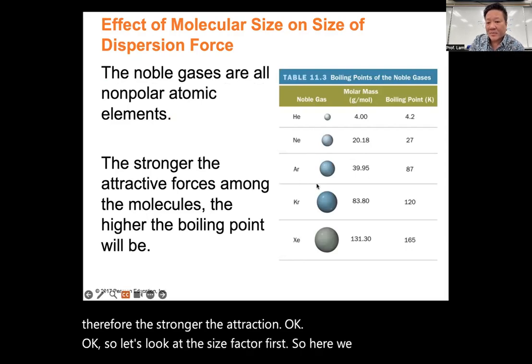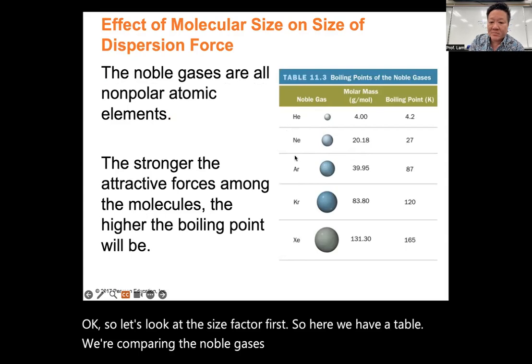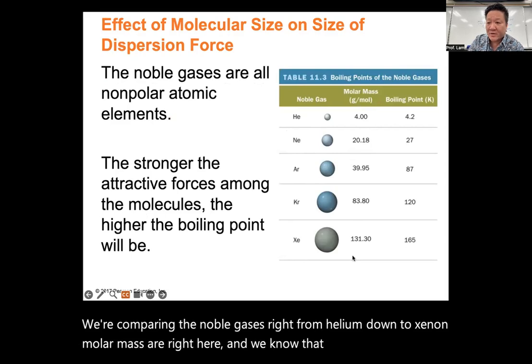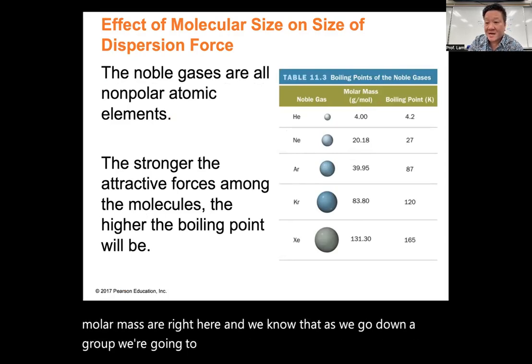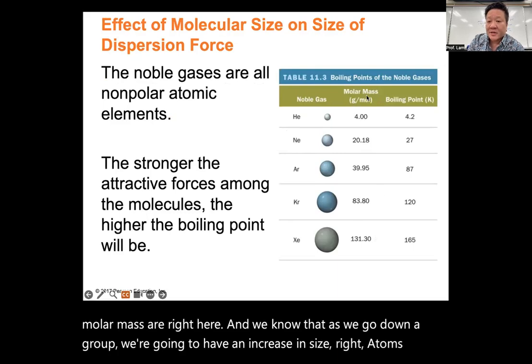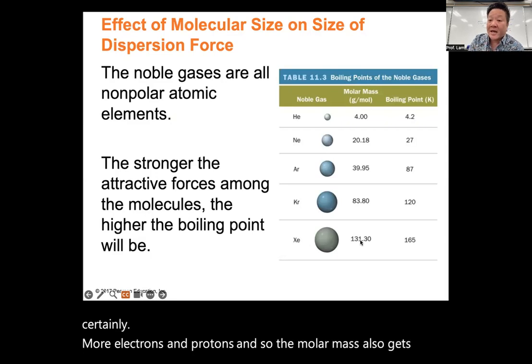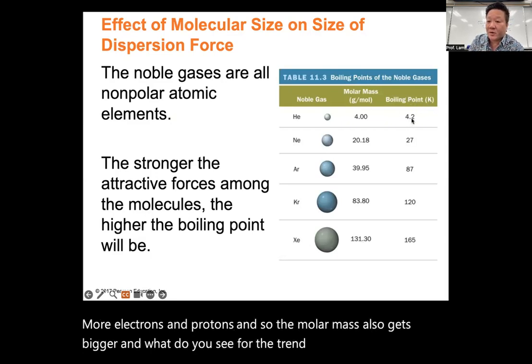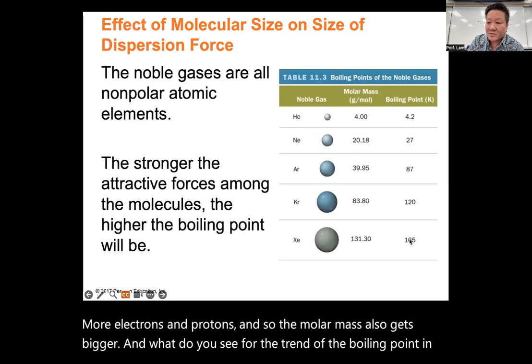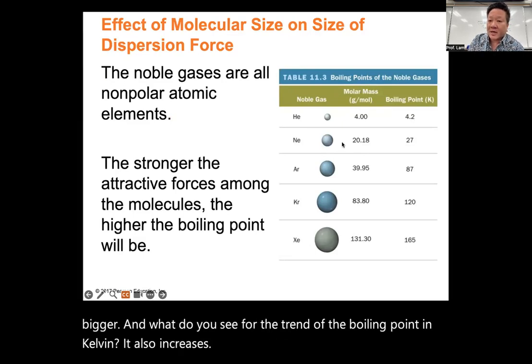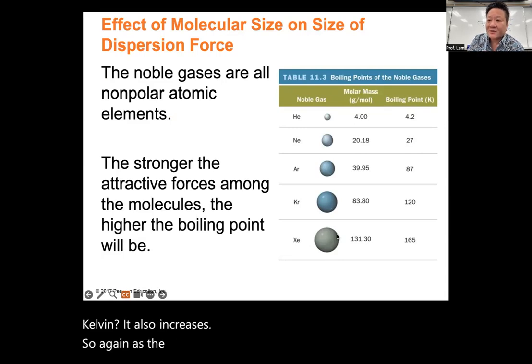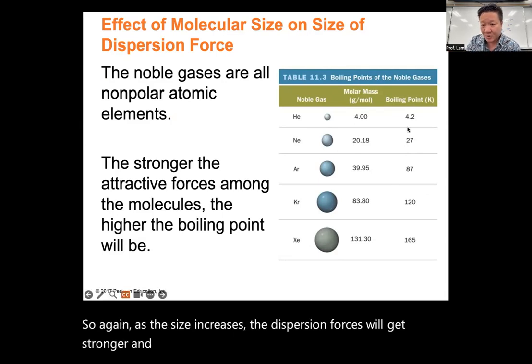So here we have a table. We're comparing the noble gases, from helium down to xenon. Molar masses are right here. We know that as we go down a group, we're going to have an increase in size. Atoms get larger, with more electrons and protons, and so the molar mass also gets bigger. And what do you see for the trend of the boiling point in Kelvin? It also increases. So again, as the size increases, the dispersion forces get stronger, and stronger IMFs mean what? Higher boiling points.